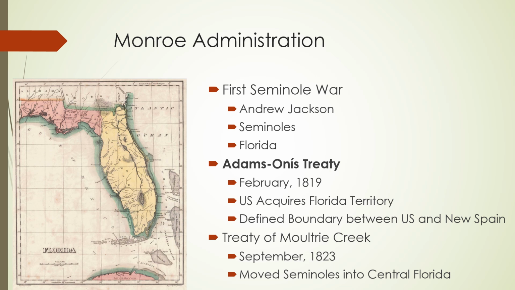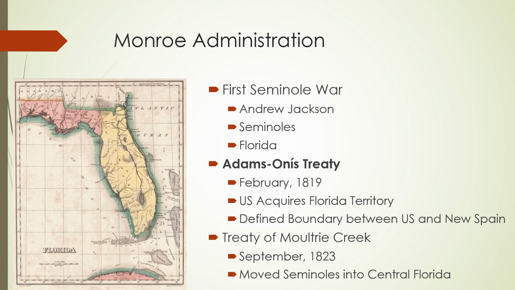Basically, Spain ends up transferring Florida to the United States. So the Adams-Onis Treaty is how the United States gets Florida. All right, now notice it's called the Florida Territory. It is not a U.S. state yet. It is just a territory, but it now belongs to the United States.